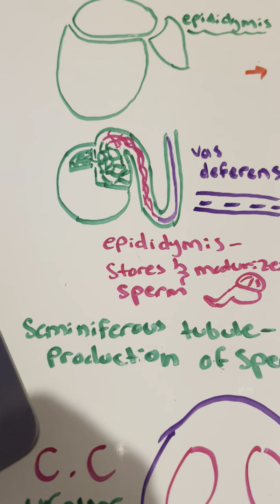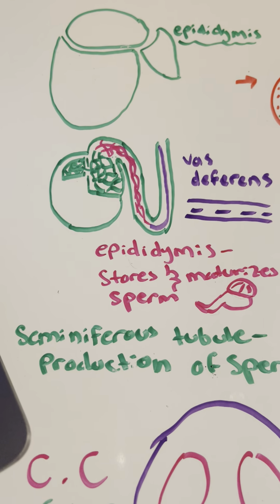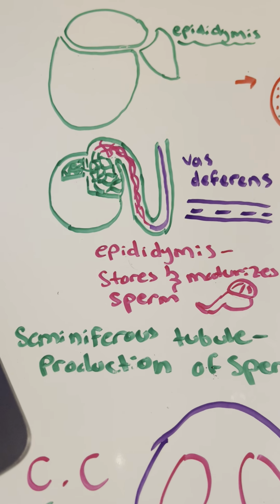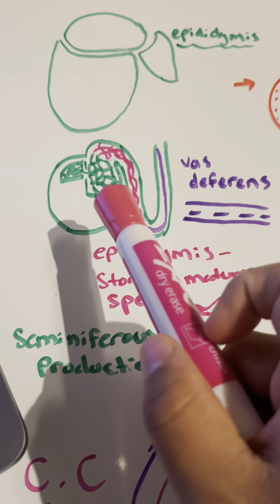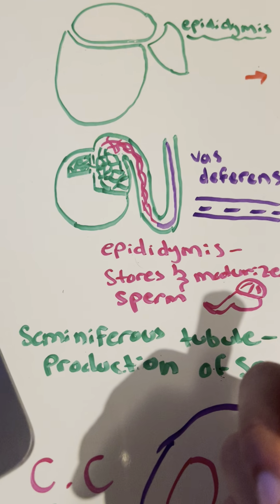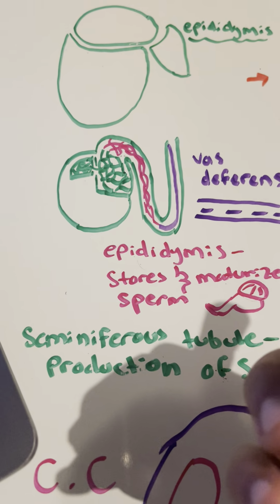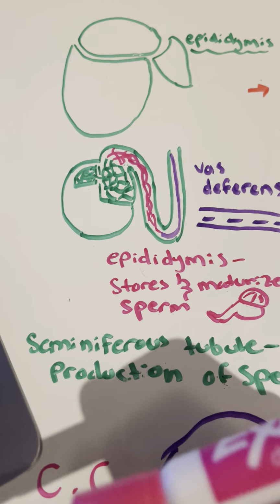And the seminiferous tubules are really important, because they help us produce sperm. So this is the very beginning of where sperm is being produced, right here inside the scrotum, if you will. We have a lot of structures that are part of the scrotum, but this is the first portion where sperm actually begins to be produced.